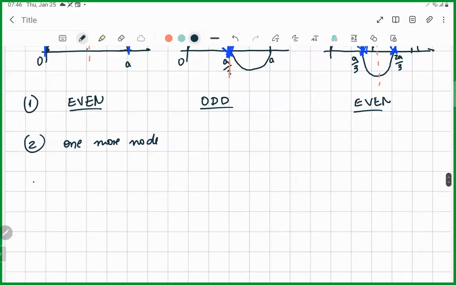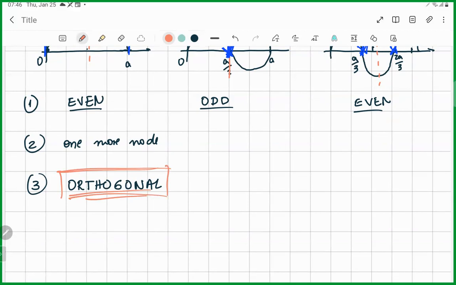Now, the very, very important property is that these solutions, these functions, they are orthogonal. Now, this is super important. We'll be using and talking about this throughout this course. And what does it mean to be orthogonal?